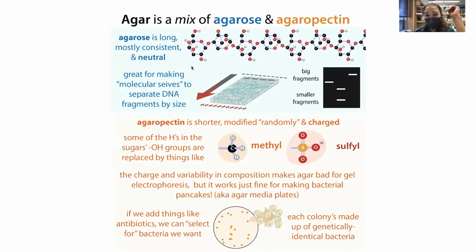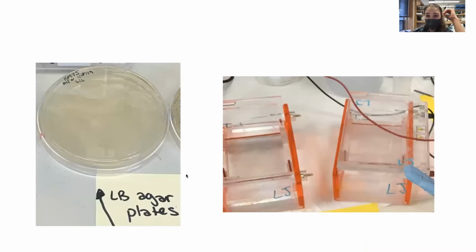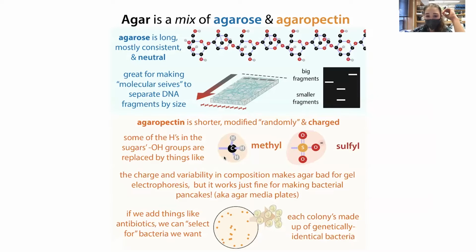Speaking of this, when you have agar, the agar that you use for making those LB plates, it has these modifications because it has agaropectin as well as just agarose. Agaropectins are shorter chains, modified kind of randomly in charge. So this is a less pure type of thing, less consistent in composition. It has a lot of modifications, including sulfonyl groups, which are going to be negatively charged.